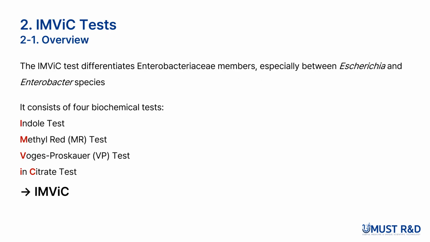The IMVIC tests are a set of 4 biochemical tests used to distinguish members of the Enterobacteriaceae family, particularly between Escherichia and Enterobacter species. The acronym IMVIC stands for indole test, methyl red test, Voges-Proskauer test, and citrate test. Each test detects specific metabolic characteristics, helping us differentiate bacteria based on their enzymatic activities.